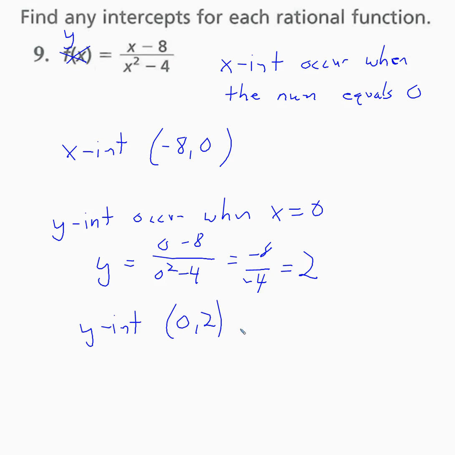Sometimes there's more than one x-intercept. There is only ever one y-intercept.